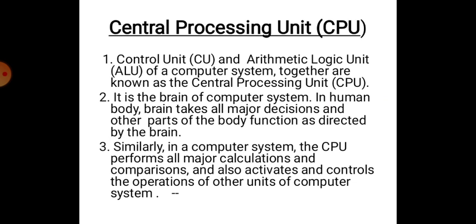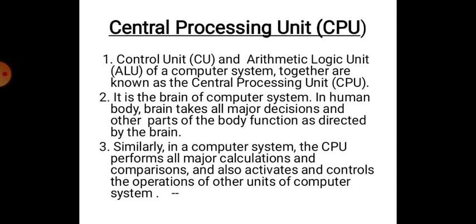Central Processing Unit, CPU. This is not an independent unit. So the control unit and the arithmetic logic unit together are called the CPU. So you should not get confused. It is not the sixth unit. Point number 1. The control unit and arithmetic logic unit, ALU, of a computer system together are known as the Central Processing Unit. In short, CPU.